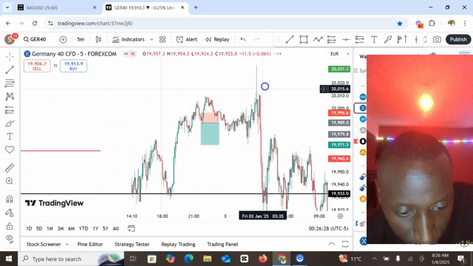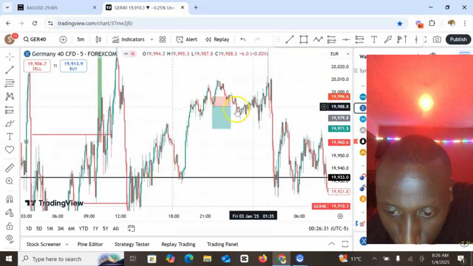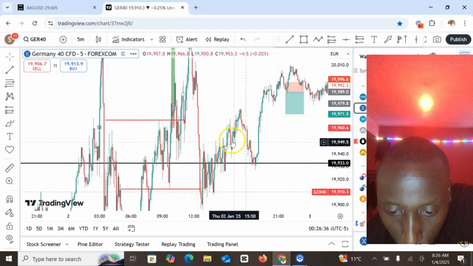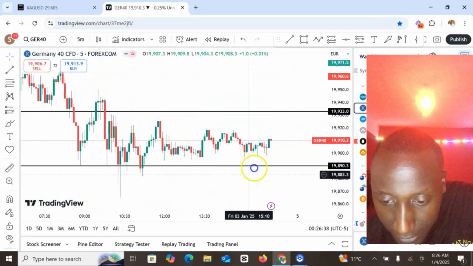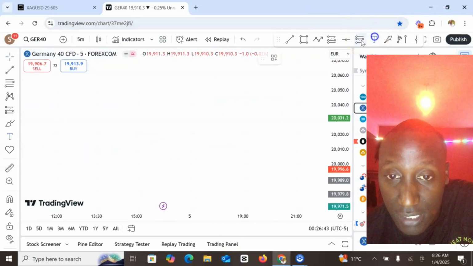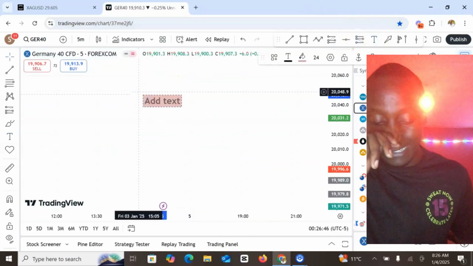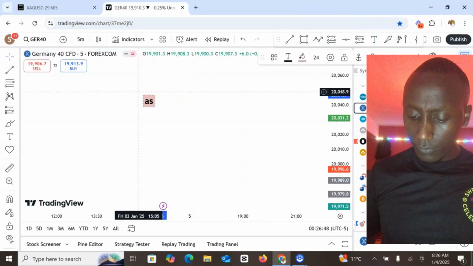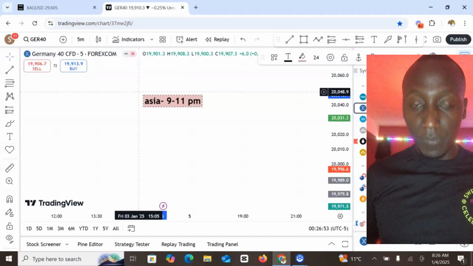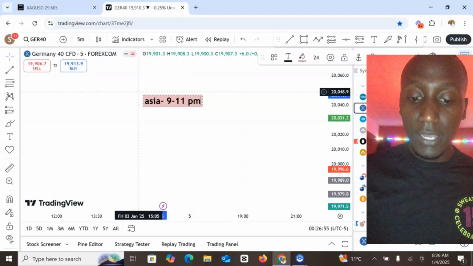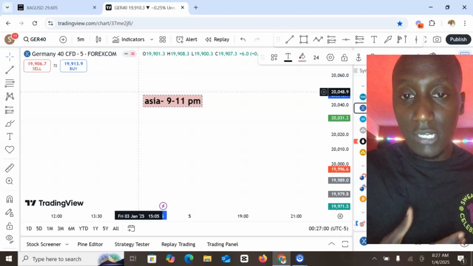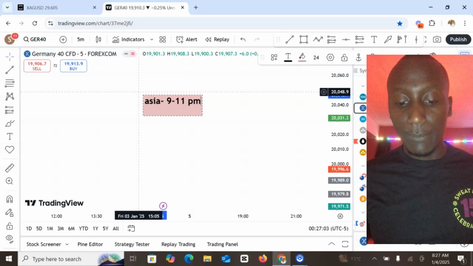So if you say, for example, you want to catch moves that move like this, or move like this, or move like this, you don't want to be caught in the choppiness of the market. So that is all about sessions. And these are the times that you come to the market. So for Asia, the timing window is between 9 and 11 p.m. And you change this to New York time. So I am using New York time, and you can change it to your local time to see when you need to come to the markets.